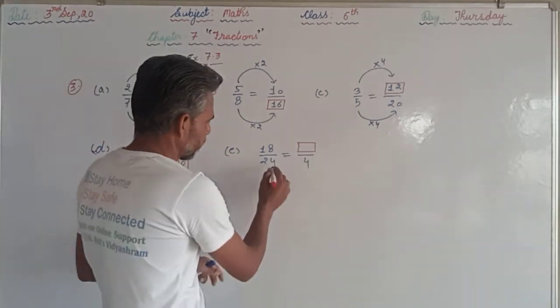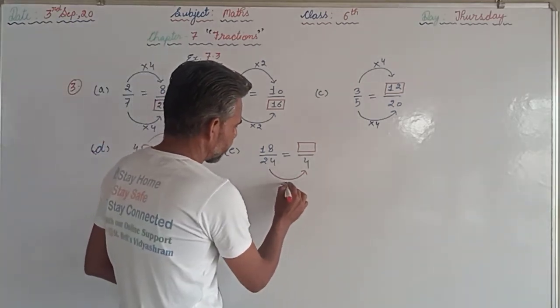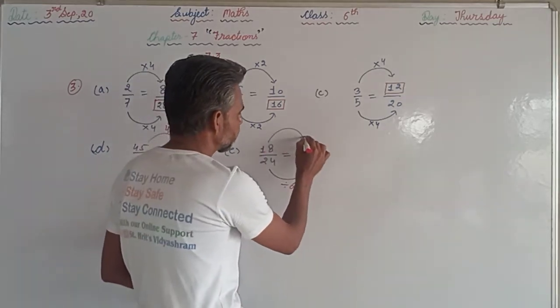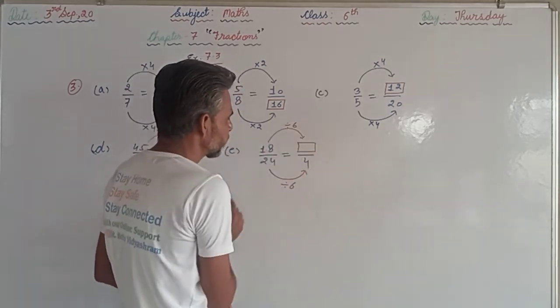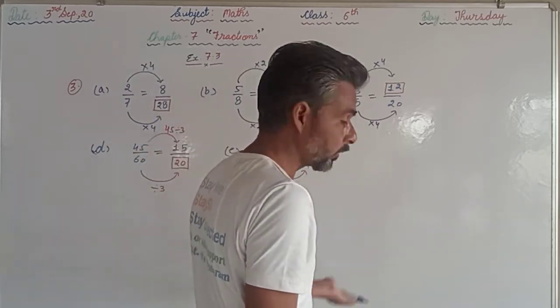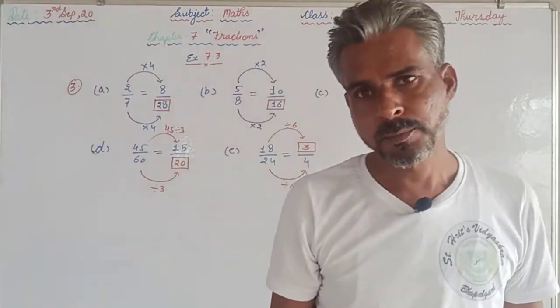Here 24 is divided by 6, 6 fours are 24. So 18 will also be divided by the same number. So here it comes 3. So like this we are supposed to see.